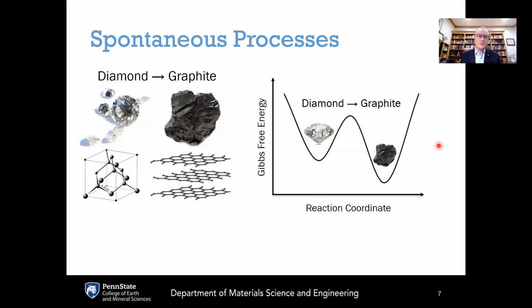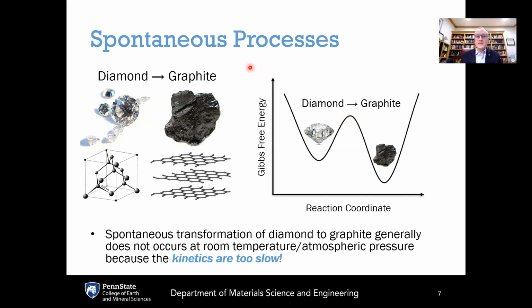But I ask you, how many of you who have, say, diamond jewelry or a Vickers diamond indenter in the lab, have you ever seen diamond spontaneously convert to graphite? I'm assuming the answer is no. And this goes back to the point that just because a process is spontaneous doesn't mean that you will actually observe it, because this doesn't tell you anything about the time scale over which this process occurs.